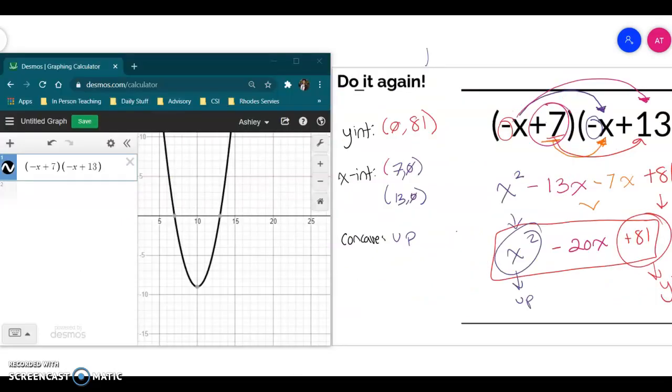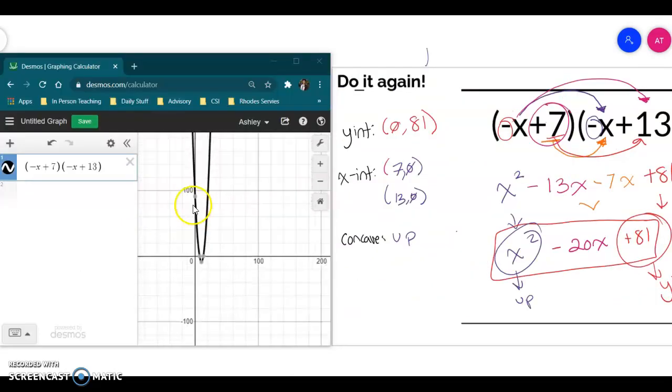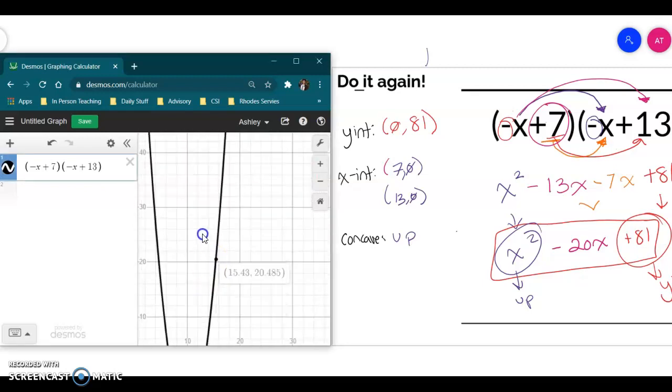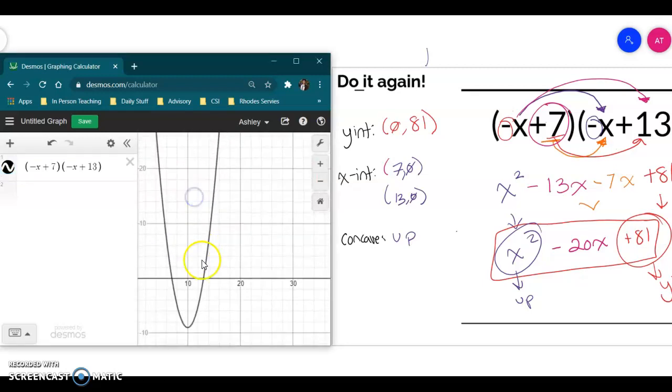So now that I've graphed it, I can see it's concave up. My y-intercept is 91. Here we go. My x-intercepts are 7 and 13, because the negative in front of the x makes it turn negative.